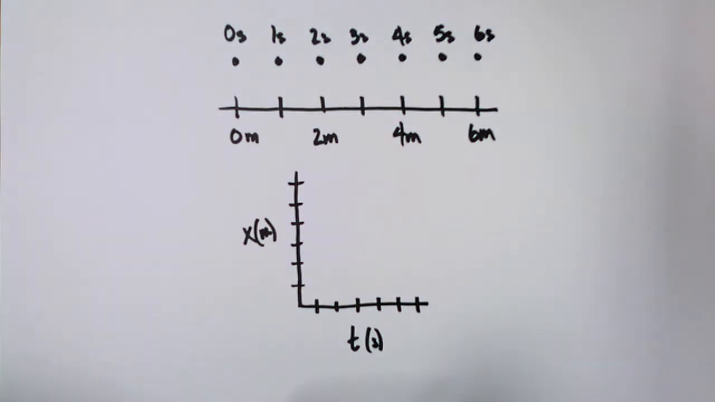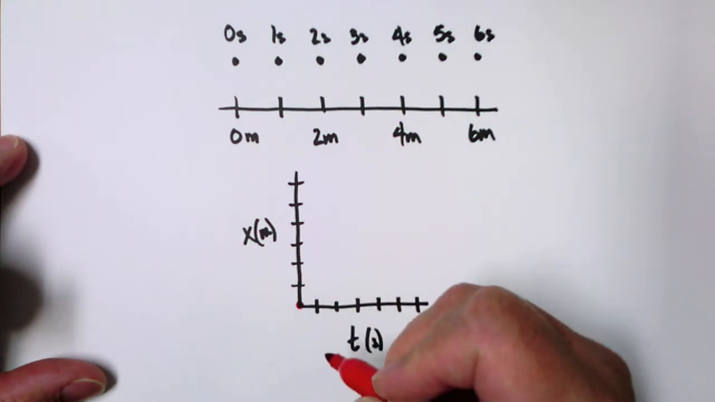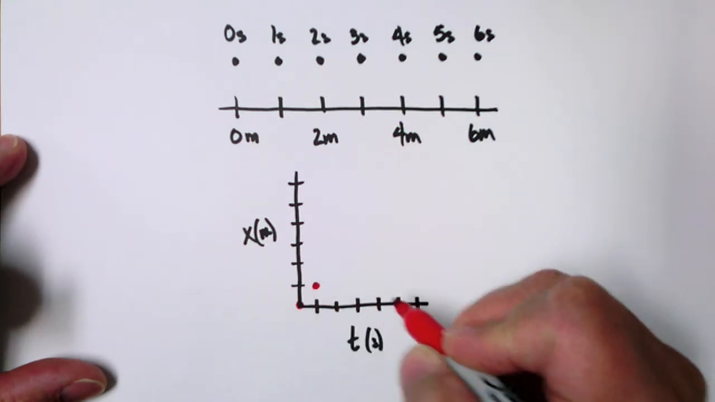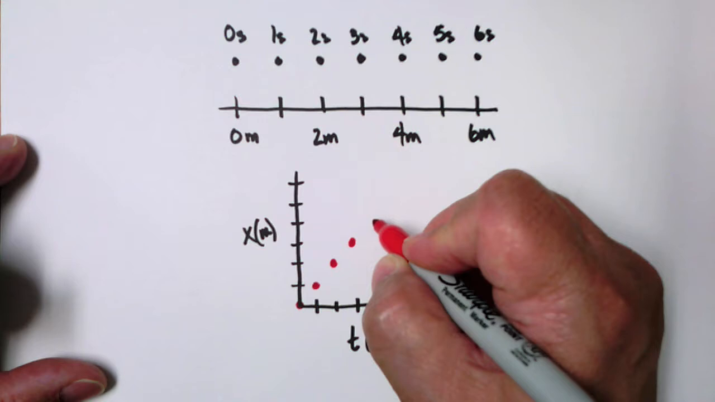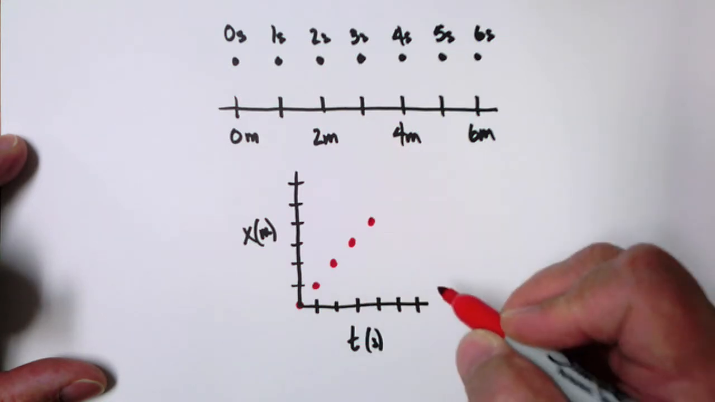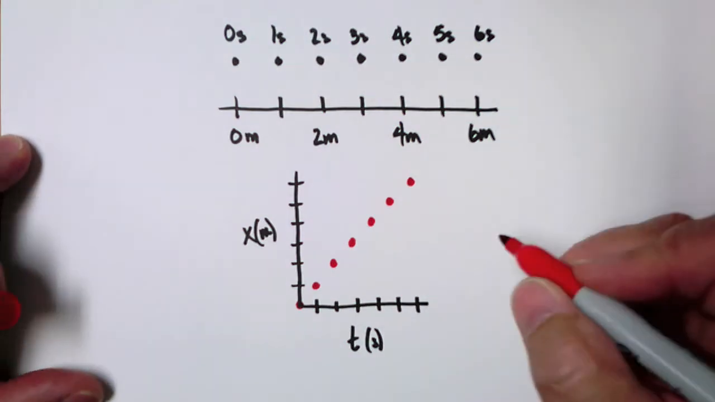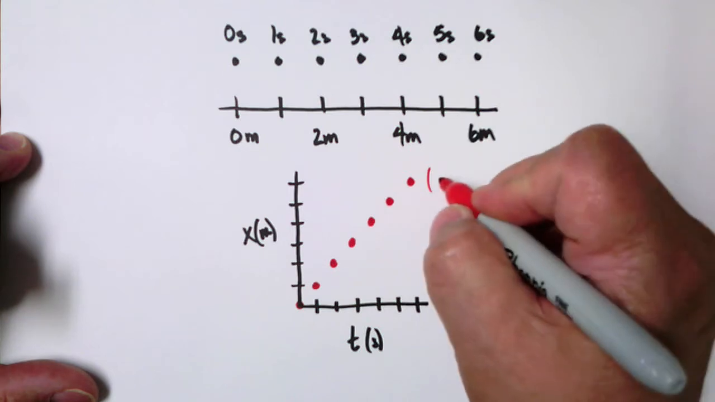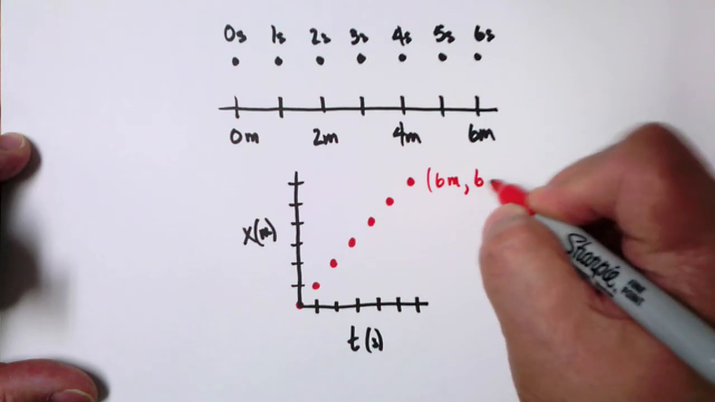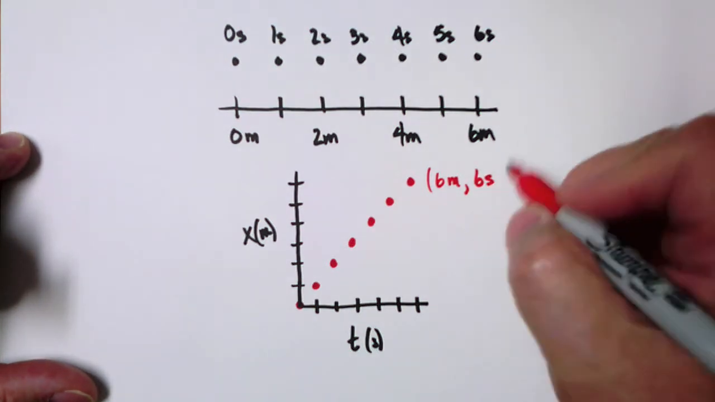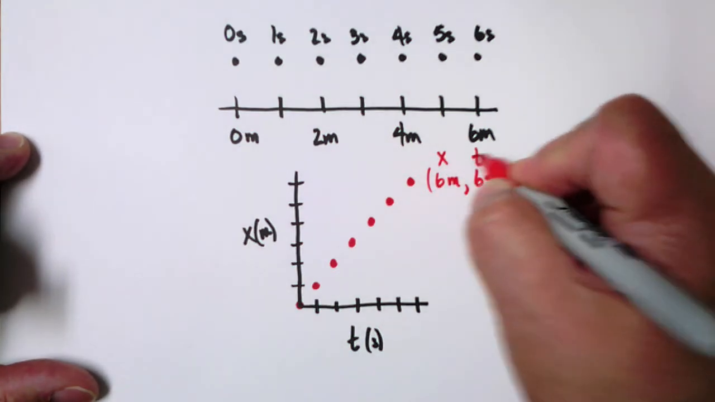And so our positions on the position versus time graph would be plotted at 0, 0, 1, 1, 2, 2, 3, 3, 4, 4, 5, 5, and 6, 6. So this would be the position which is 6 meters to the right of our origin and 6 seconds after our start. That would be our position, x, and this would be our time, t.